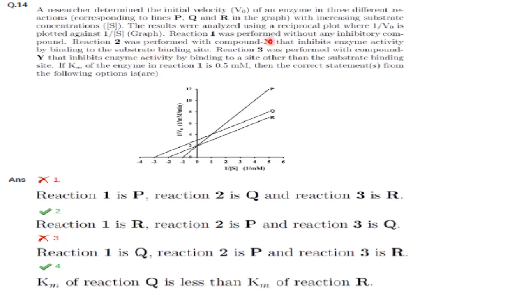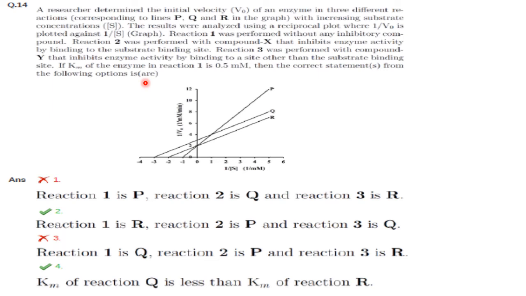So naturally, reaction 2, because it is a compound that inhibits enzyme activity by binding to the substrate binding site, it is a case of competitive inhibition. Then reaction 3 was performed with compound Y that inhibits enzyme activity by binding to a site other than the substrate binding site. So it is not a competitive inhibitor. Then if Km of the enzyme in reaction 1 is 0.5 millimolar, then the correct statement from the following options is or are. So they have given the Km value as 0.5.